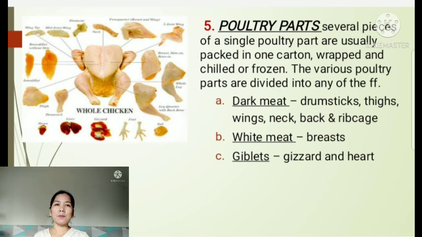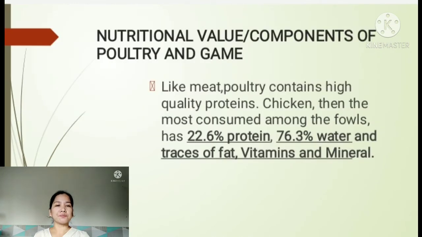White meat, letter B, white meat, we have breast, o yung dibdib, sa Tagalog ay pitso. And letter C, we have giblet. Giblet includes the gizzards and heart. So we are going to discuss further the different parts or the different cuts of poultry.